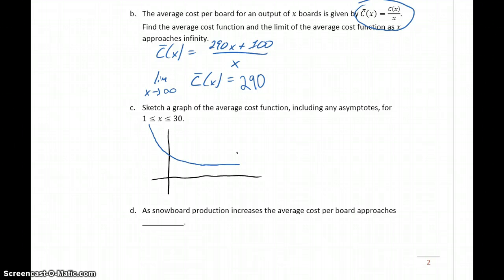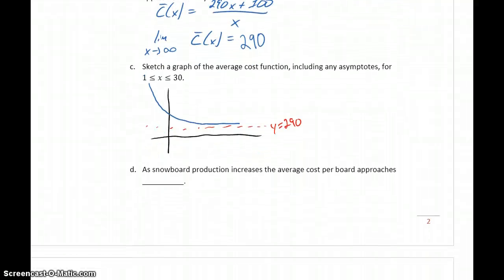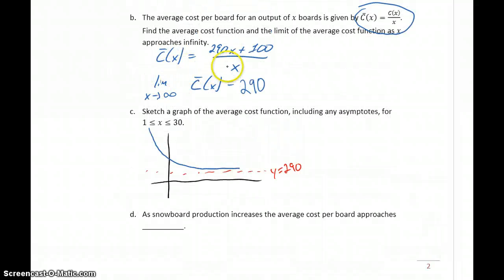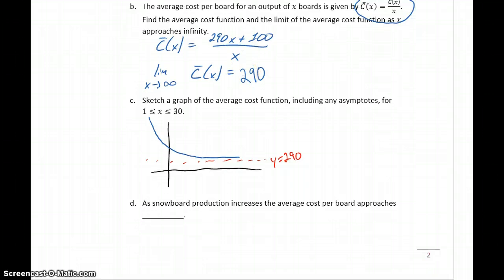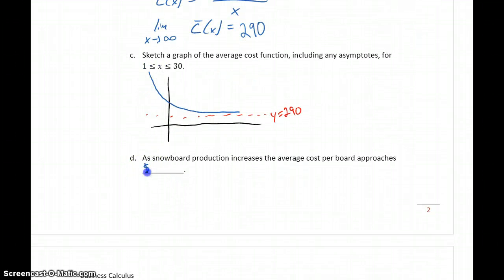So we get a graph that looks something like this, and since the limit as x approaches infinity is 290, that means we're going to have a horizontal asymptote at y equals 290. Then the last question we're being asked here is, as snowboard production increases, the average cost per board approaches what? So that's basically saying as x, which is our production level, increases to infinity, our function value is approaching, in this case, that average cost of $290 per board.